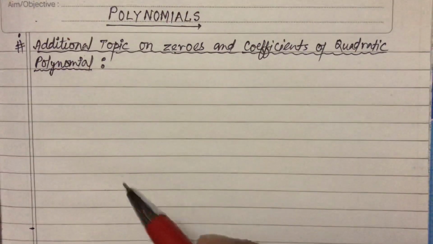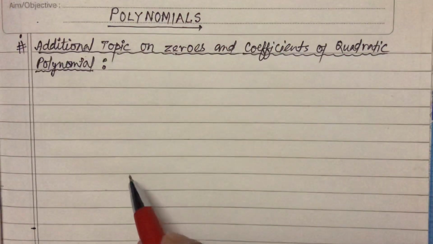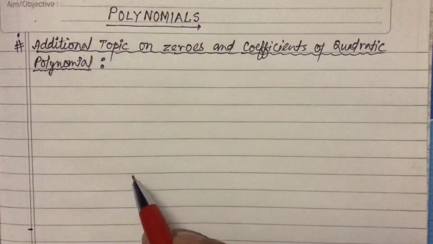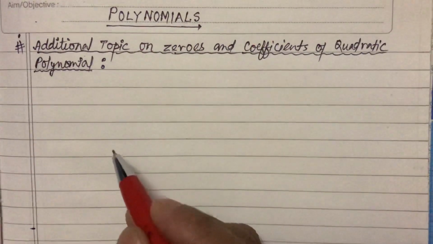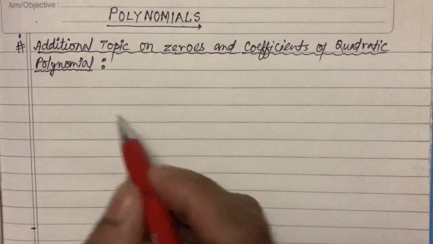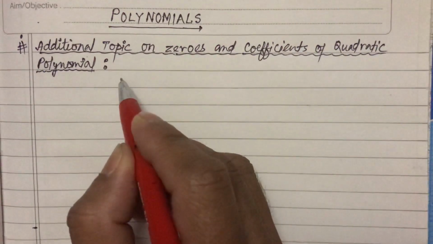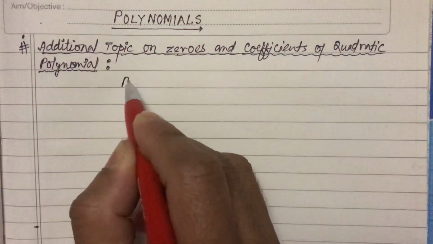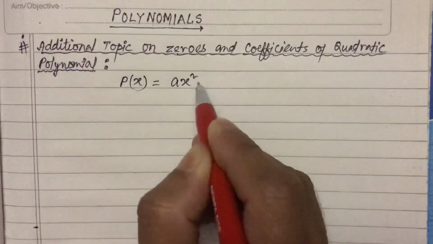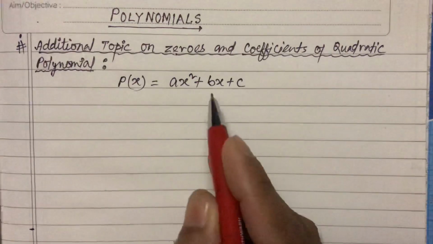At first we'll just revise the concept based on this particular topic. Though we have done it earlier, I think it will be better for us if we revise it once. As we know, any quadratic polynomial is given by p of x equal to ax square plus bx plus c. This is what we learned earlier.